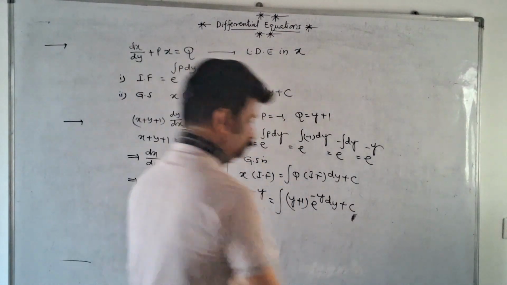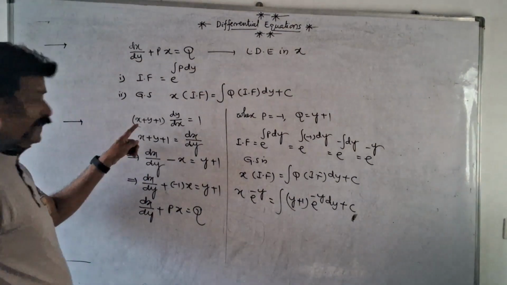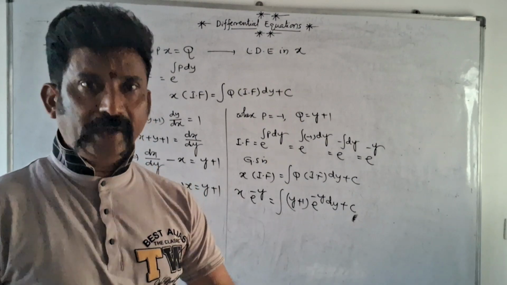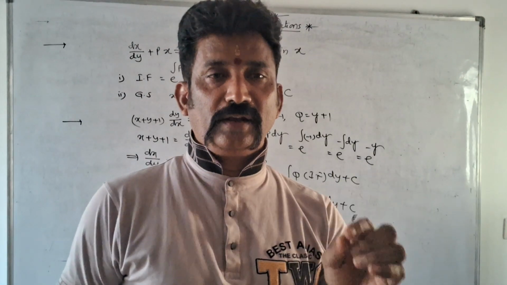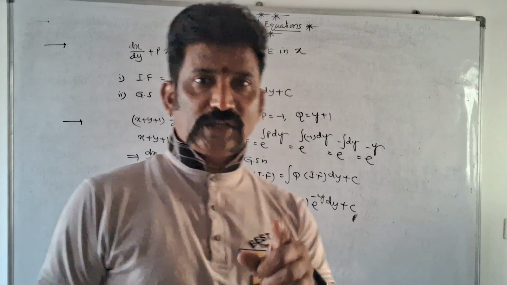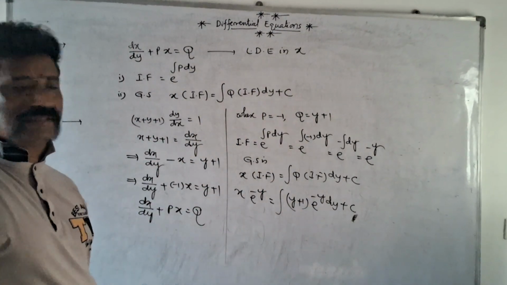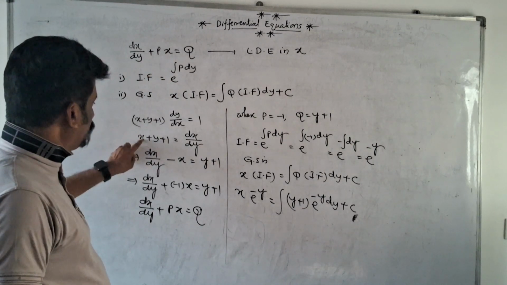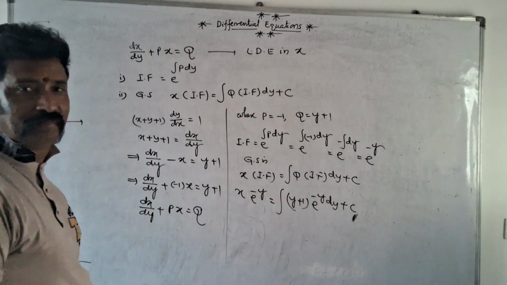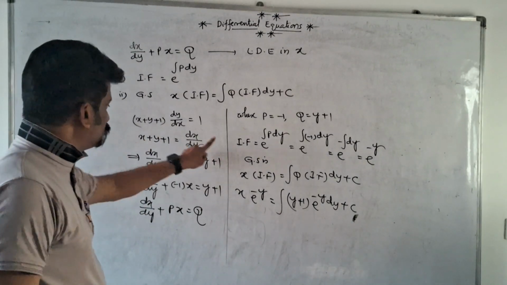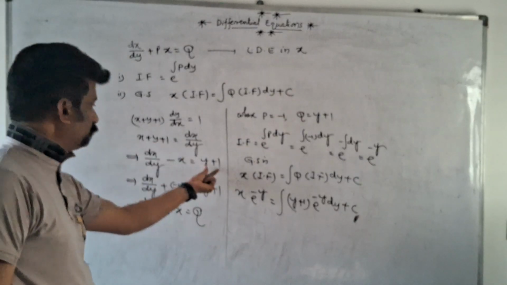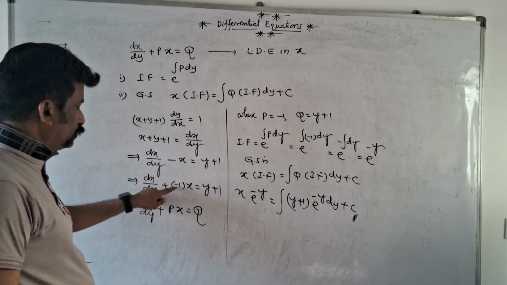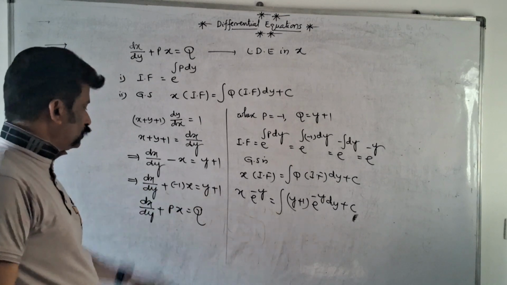Now, this one is (x + y + 1) dy/dx = 1. So it is not possible to write this equation as a linear differential equation in y. That's why the second alternative method is conversion into a linear differential equation in x. So x + y + 1 is equal to dx/dy. Now dx/dy, shifting this side, − x = y + 1. So dx/dy + (−1)x = y + 1.